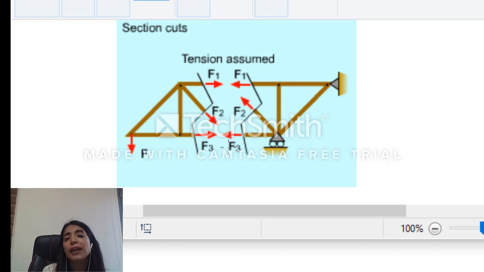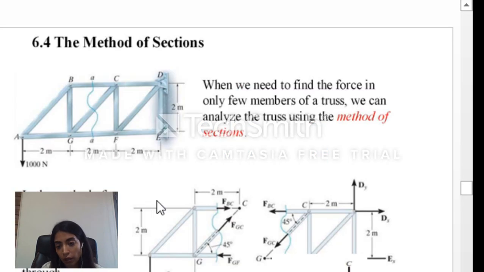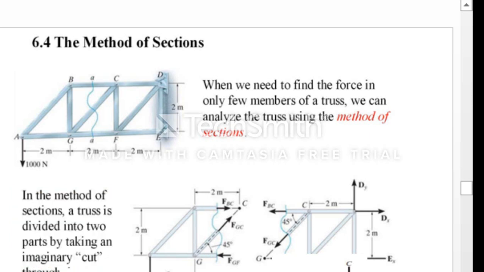Now, how to assume their direction, it's up to you. So here, in this example, I'm assuming that they are all in tension. Now here, in this example, I'm assuming that two of them are in tension and one is in compression, which is FGF. You can assume that they are all in compression. Now my method, like what I did in the method of joints, I will assume that they are all in tension, and then whenever I have a minus sign, this means that this member is in compression.